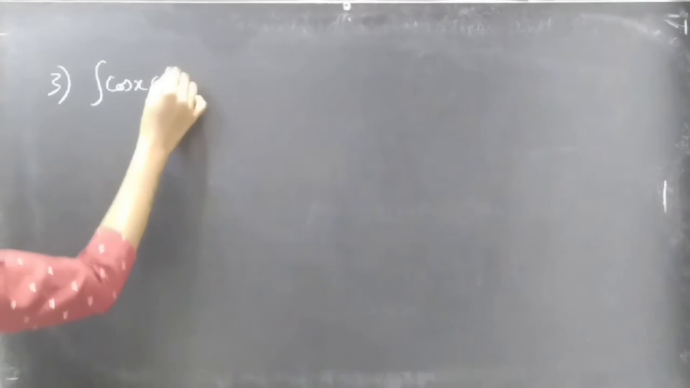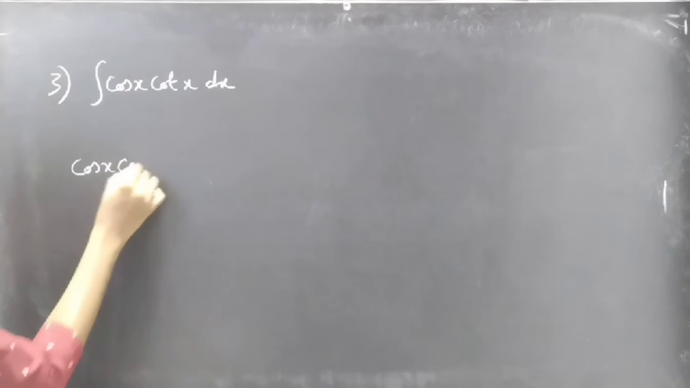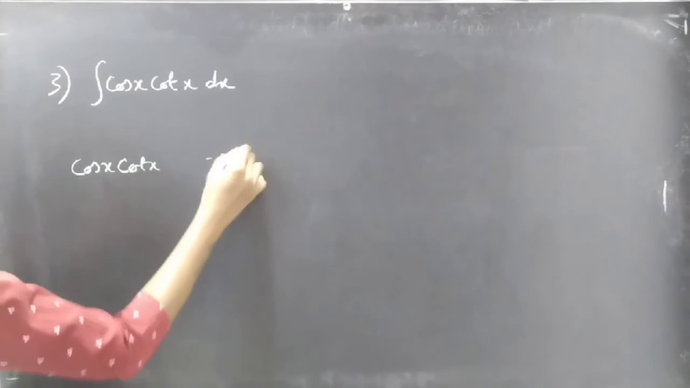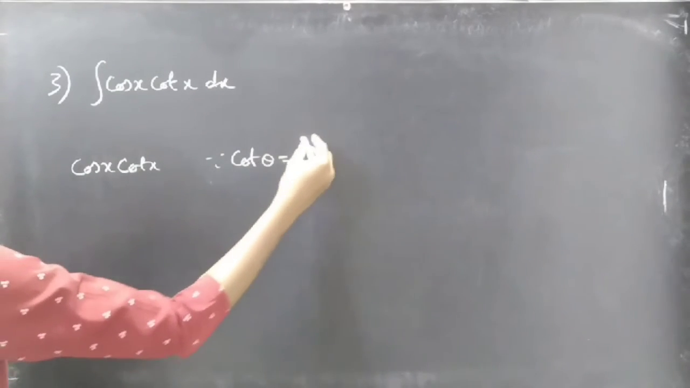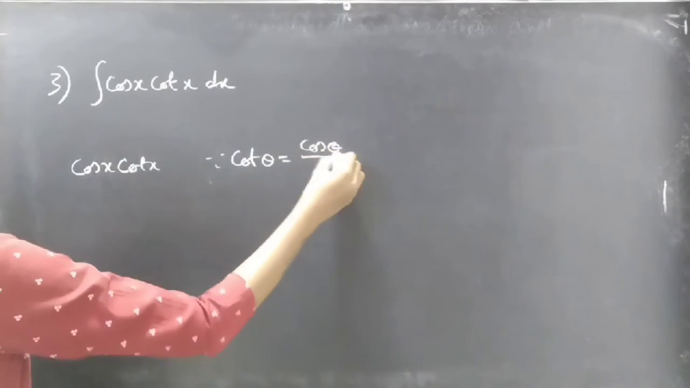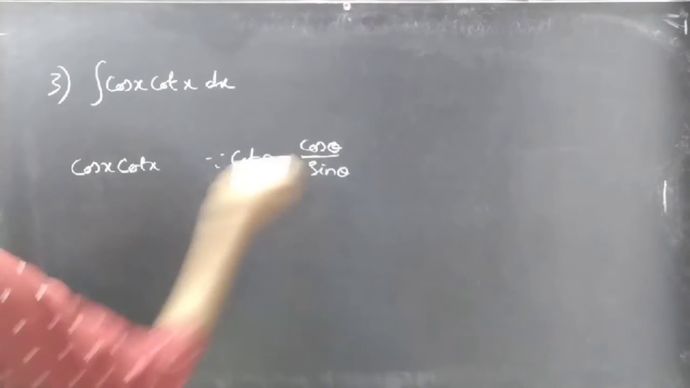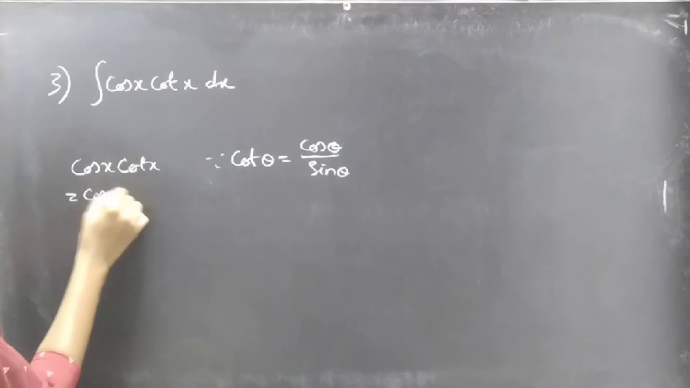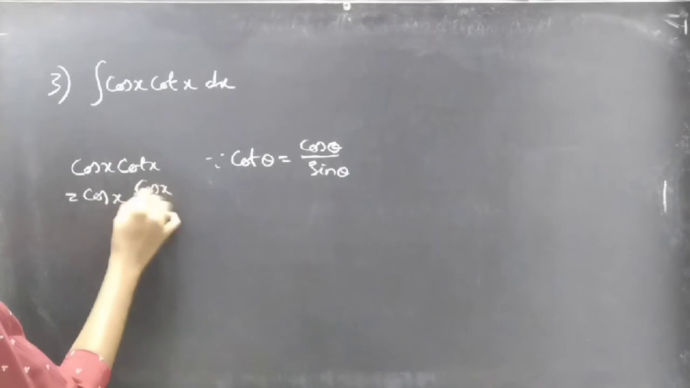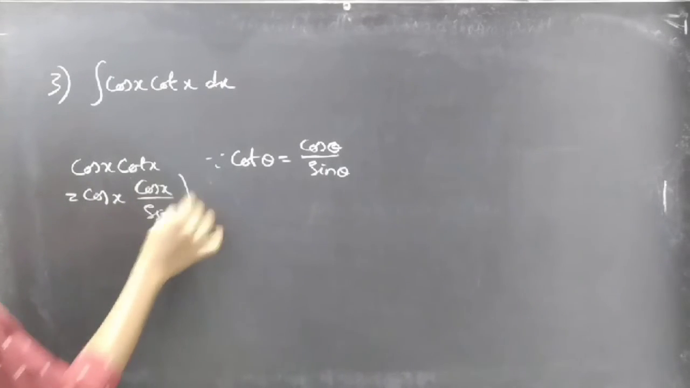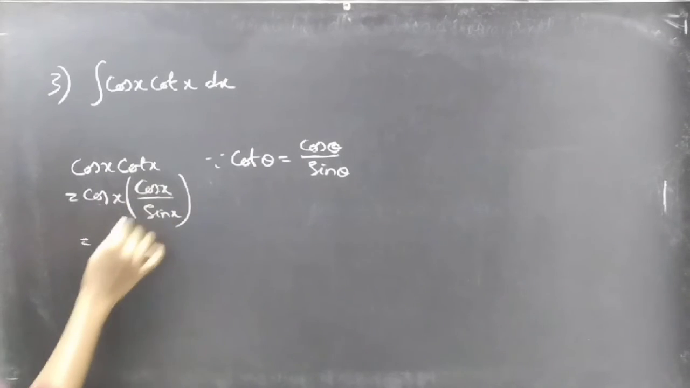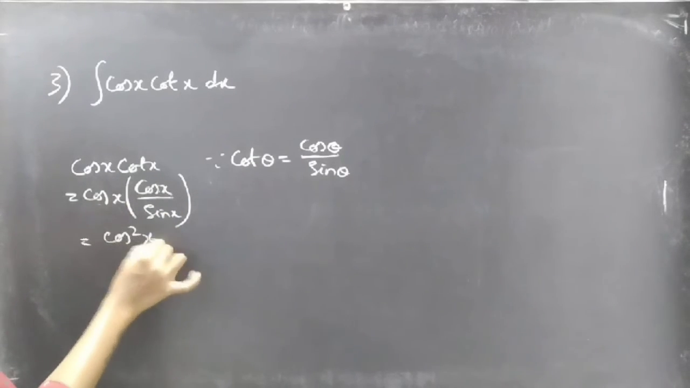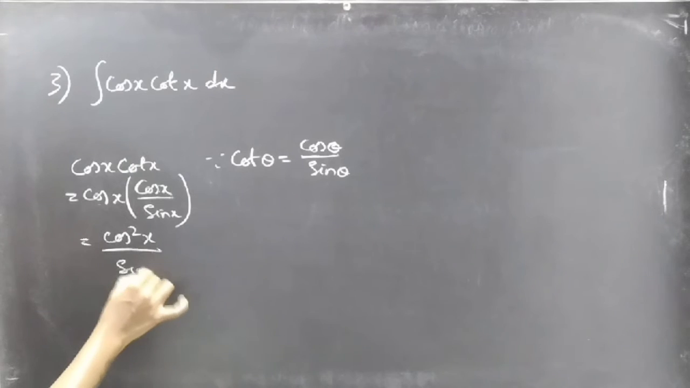Valued cos x cot x. Let's consider the integrand cos x into cot x. Since we know that cot theta is cos theta by sin theta, now just replace cot x with cos x by sin x. This gives us cos x into cos x, which is cos square x by sin x.